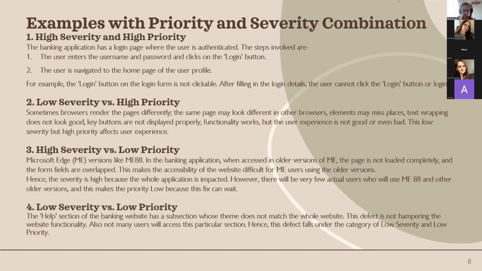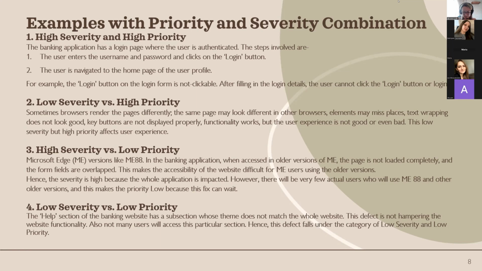Let's take the example of a banking application to understand the priority and severity combinations better. So the first is high severity and high priority. The banking application has a login page where the user is authenticated. The steps involved are: the user enters the username and password and clicks on the login button. Next, the user is navigated to the home page of the user profile. For example, the login button on the login form is not clickable. After filling in the login details, the user cannot click the login button to log in.